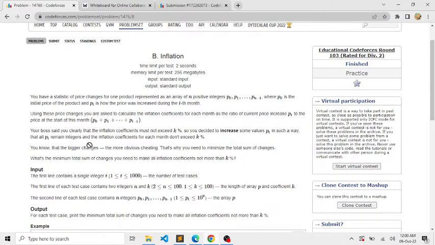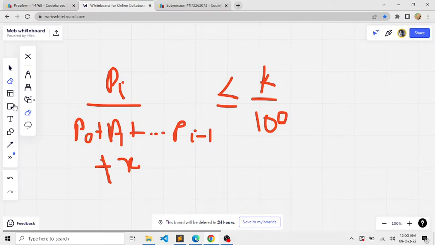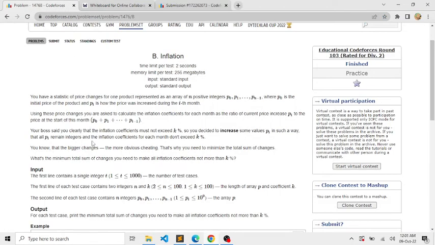You know that the bigger the changes, the more obvious the cheating. That's why you need to minimize the total sum of changes. What is the minimum total sum of changes you need to make so that all inflation coefficients are not more than k%? So basically what they're saying is the x that we have to add must be as low as possible. So this was the overall question. Now I hope the problem statement was clear enough.